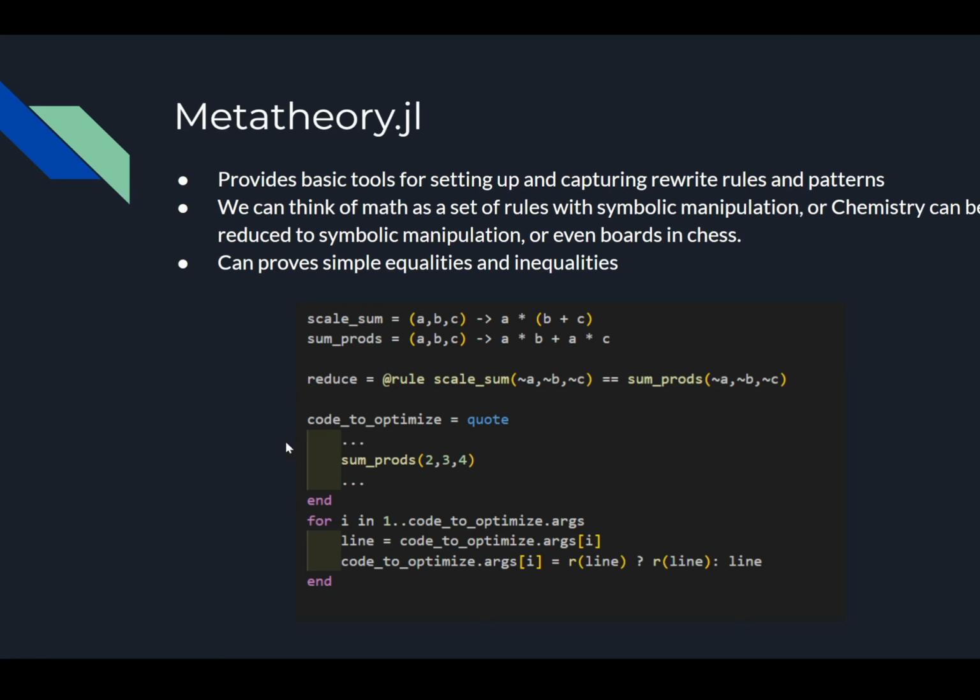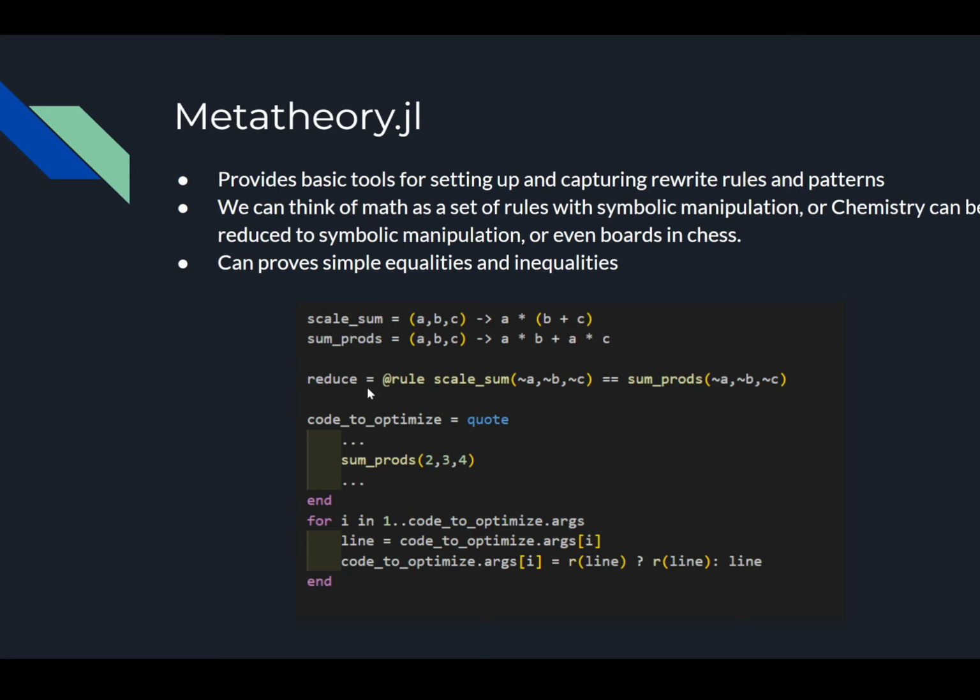So we can force a rule here with MetaTheory.jl. We can say rule scale sum, and use these slot variables, which say that for any a, b, and c, scale sum a, b, c is equal to sum prods a, b, c. Then we can have our code to optimize in a quote block. It might have an instance of sum prods in there, and we check this code block. Whenever we see sum prods, we want to rewrite it to scale sum.